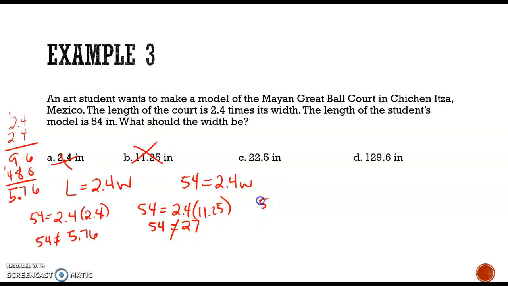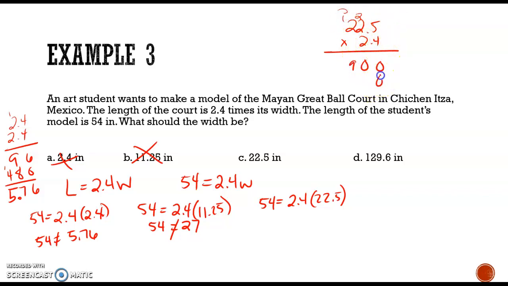All right, so we move to C. 54 equals 2.4 times 22.5. All right, so from here, it'll be easier to do 22.5 times 2.4. We get 20, 8, 9, 10, 8, 9. We get 10, 4, 5.